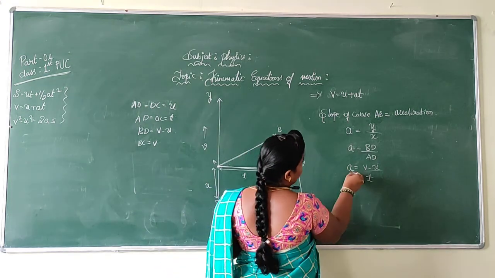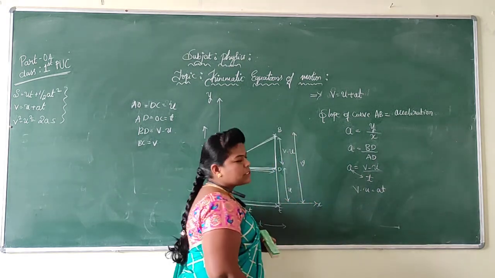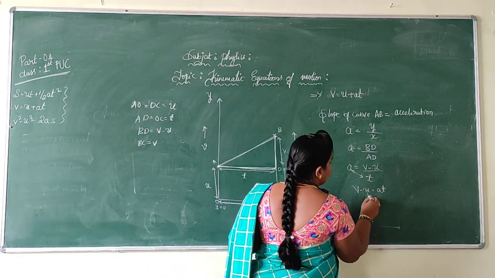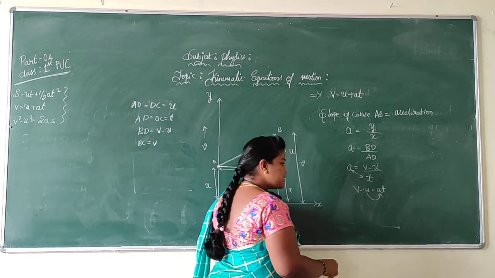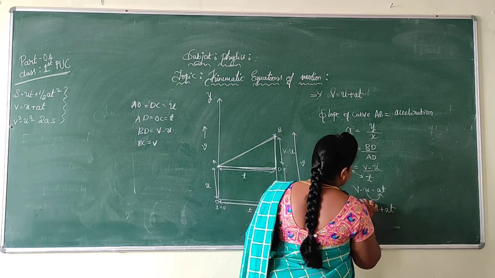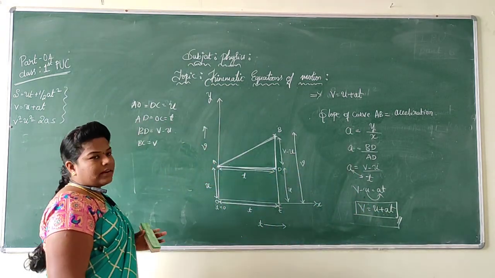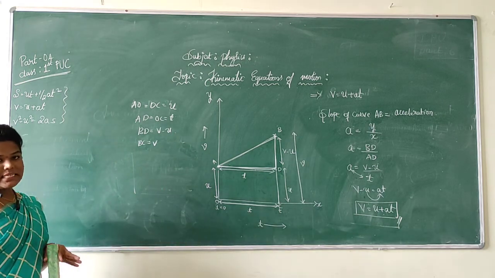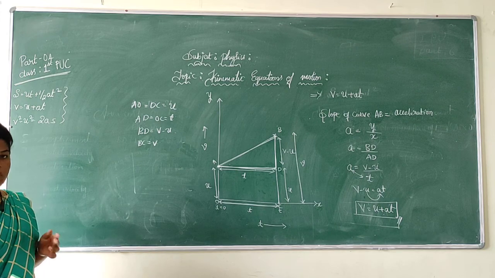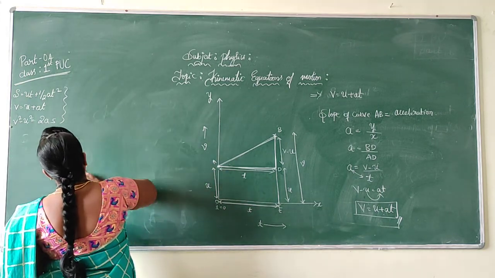Let us cross multiply the terms. So V minus U becomes equal to AT. I am going to take this minus U to this side, and it becomes plus U. So V is equal to U plus AT. This is the first equation of motion, where V is final velocity, U is initial velocity, A is acceleration, and T is the time taken by the object.